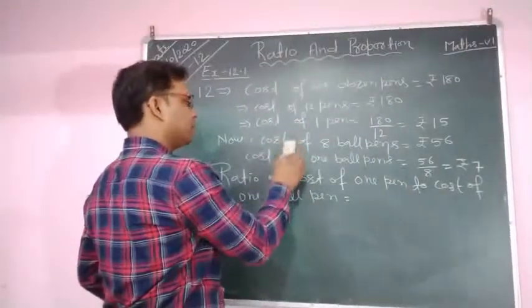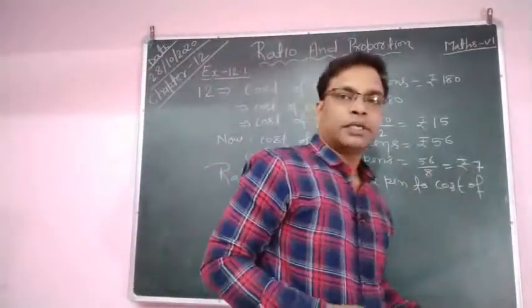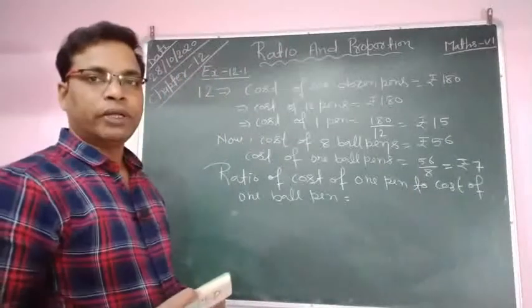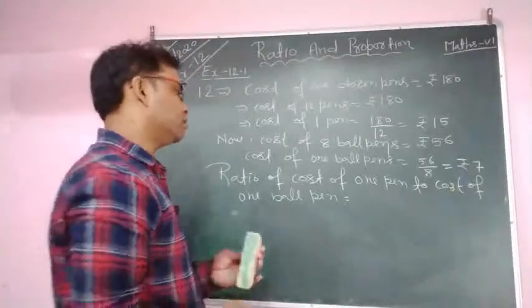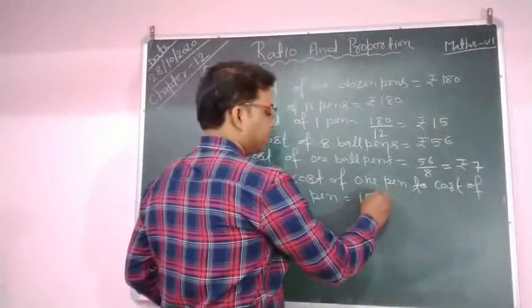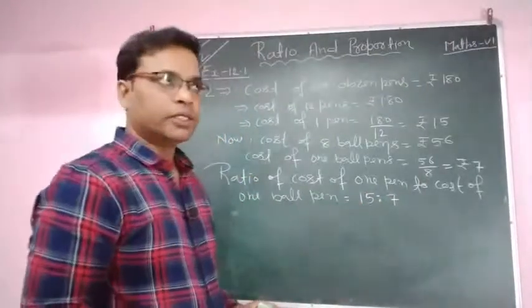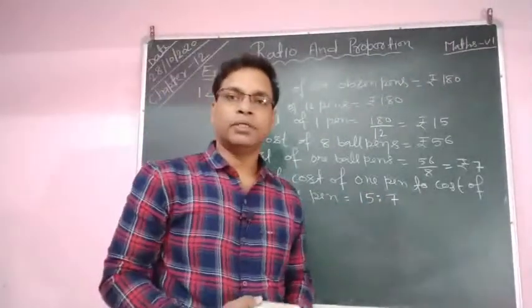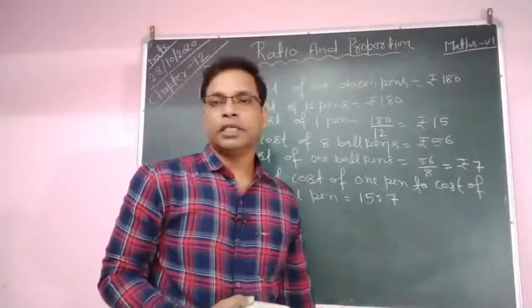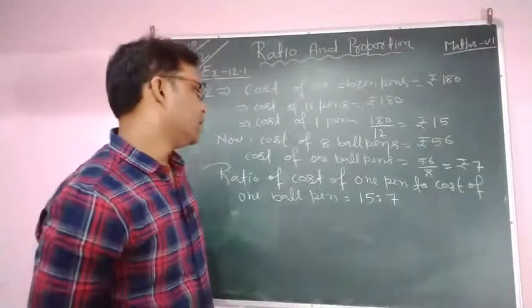What is the cost of 1 pen? You can see here 15 rupees. And what is the cost of 1 ball pen? We also find the cost of 1 ball pen is 7 rupees. So you can write its ratio as 15 ratio 7, because both numbers are co-prime numbers. It means that there is no common factor between them except 1. This is clear.